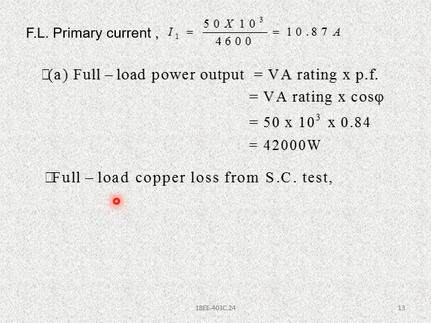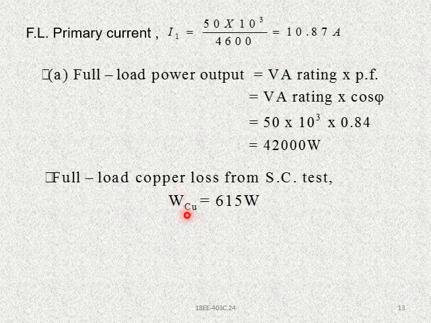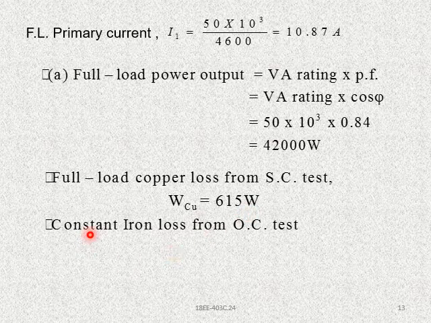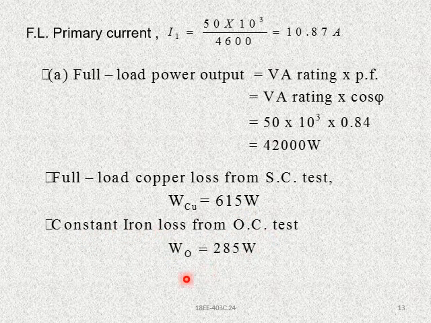And for full load copper losses from the SC test, the copper loss is given by 615 watts from the given data, and the constant iron losses from the OC test is W0 of 285 watts. Please make a note of that.